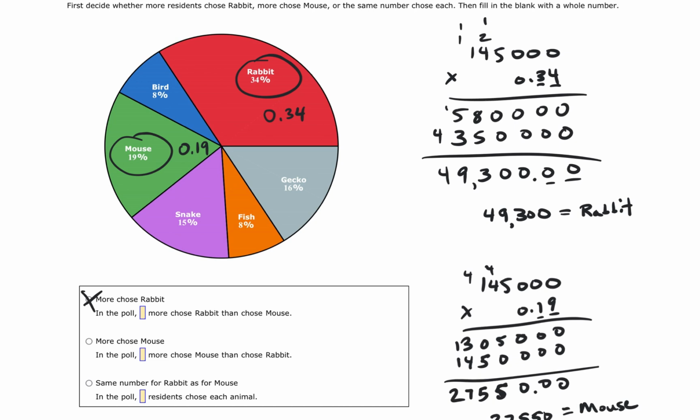Now we need to figure out how many more chose rabbit than mouse, so we have to subtract those two numbers, 49,300 minus 27,550. And you can see why using a calculator would really save you a lot of time here. So we have 21,750 more who chose rabbit than mouse.